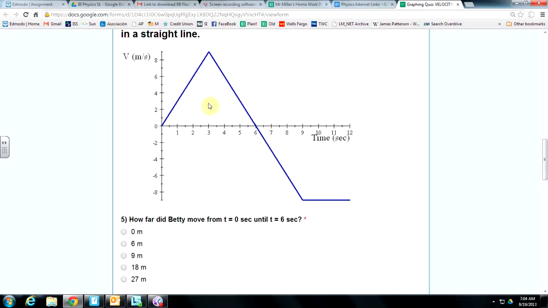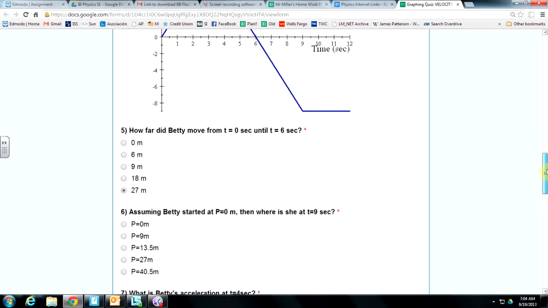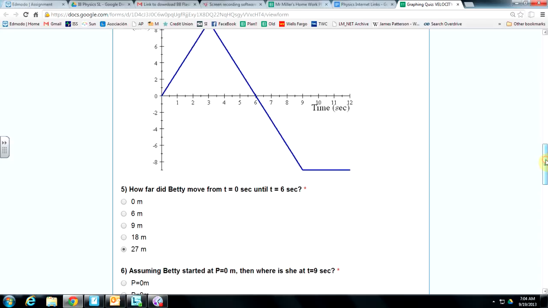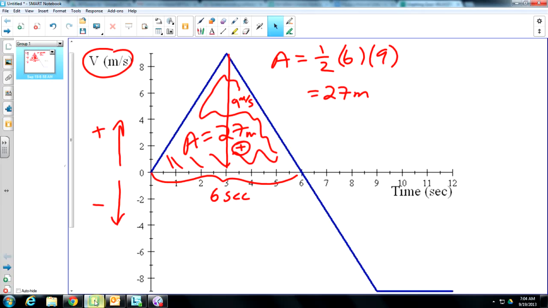So it looks like we've got 27 meters. Number 6. Assuming Betty started at P equals 0, then where is she at T equals 9? So T equals 9. I'm going to come back to here. At T equals 9, we're here. And if we look down, that's at this location.